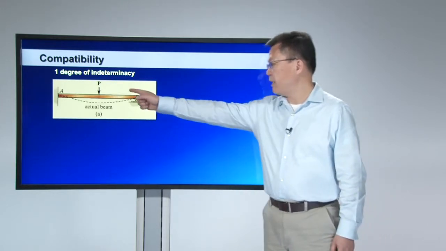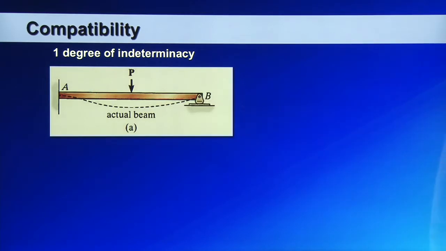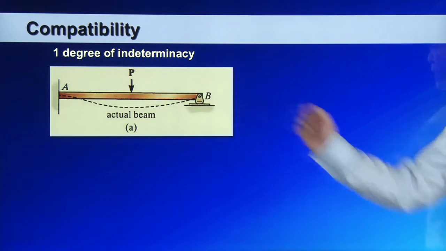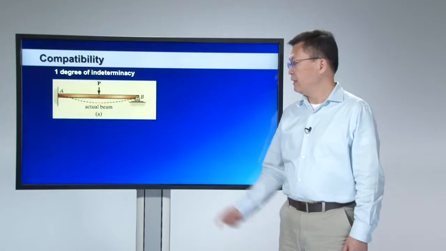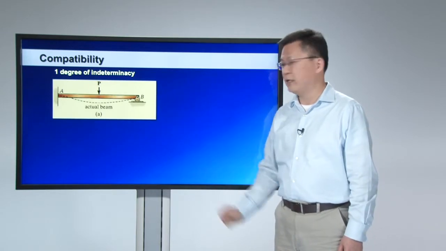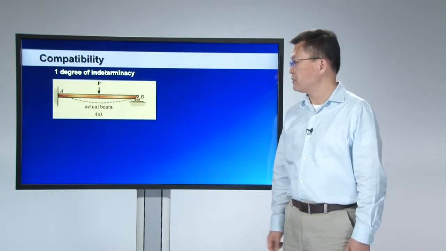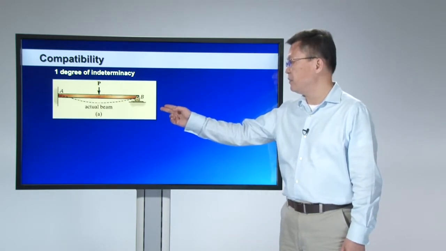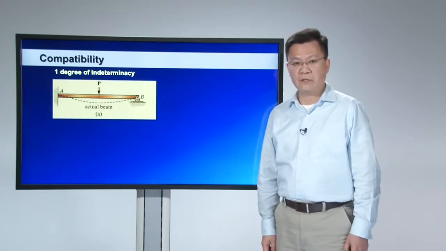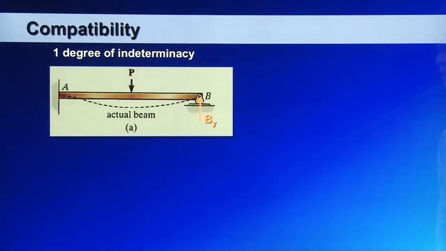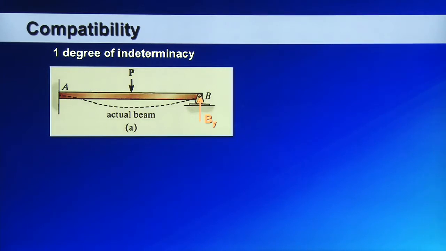Let me use this beam as an example. This beam is clamped on the left and has a roller support on the right. So it has 4 reaction forces, 3 on the left and 1 on the right. And this is a 2-dimensional structure, so we can only establish 3 equilibrium conditions. As a result, this is a 1 degree indeterminate structure. So we need to choose 1 redundant force. Let me choose the vertical reaction force at B as the redundant force.